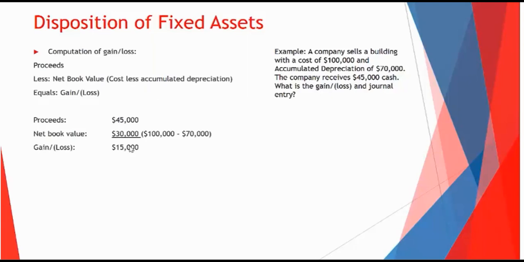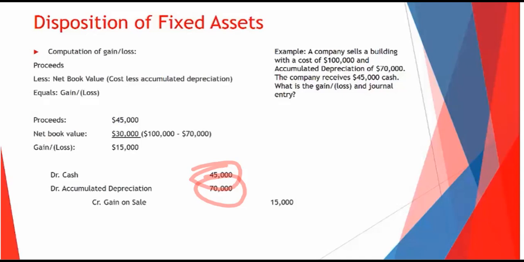The journal entry is structured largely the same with one exception. We still debit our cash, but this time it's for 45 grand. We still debit our accumulated depreciation for the 70 grand. But this time, instead of debiting a loss of 5 grand, we're going to credit the gain of 15. Woohoo! And credit the building of $100,000. So then we're going to plug the 15,000.